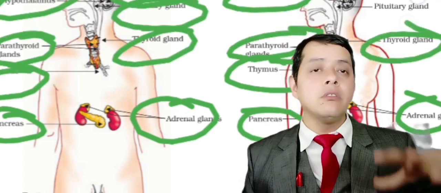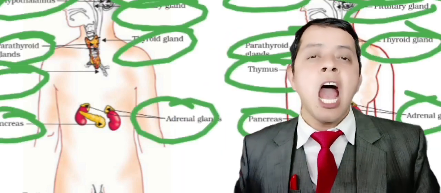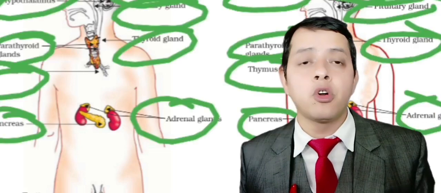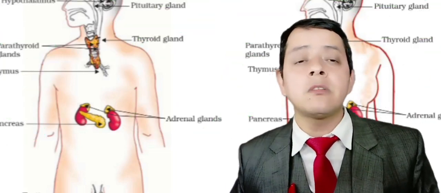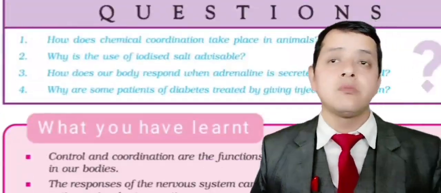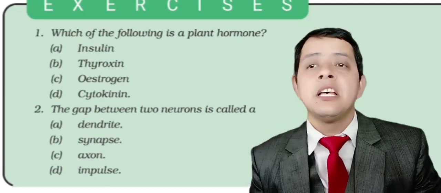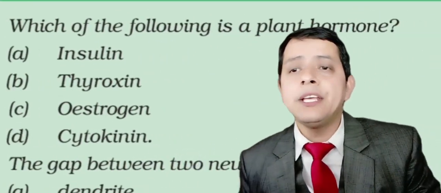The pituitary gland controls the growth of our height. Some people are very tall because of hyper release of growth hormone, more release of growth hormone. Whereas if there is low release of growth hormone, it is called dwarfism. The height does not grow at all. If it is more or less, then there is a problem in our body. So let's understand some questions. Which of the following is a plant hormone?